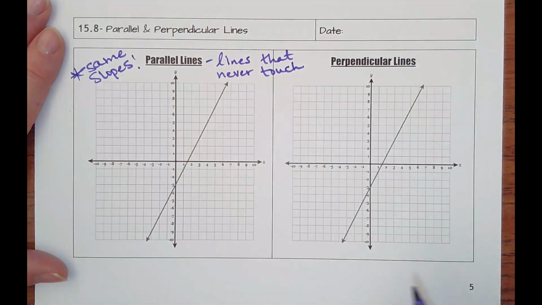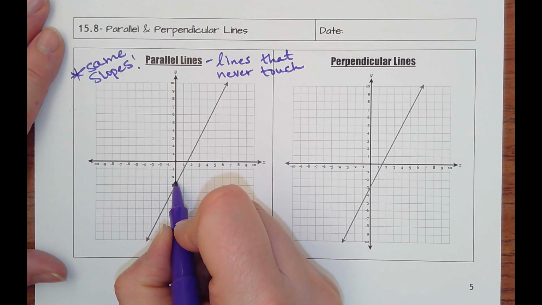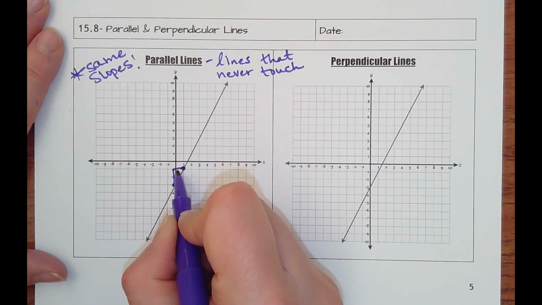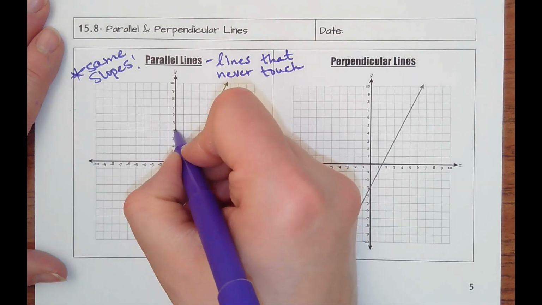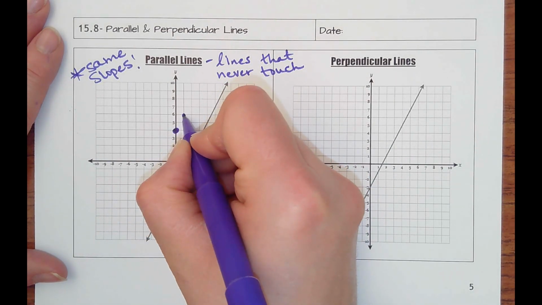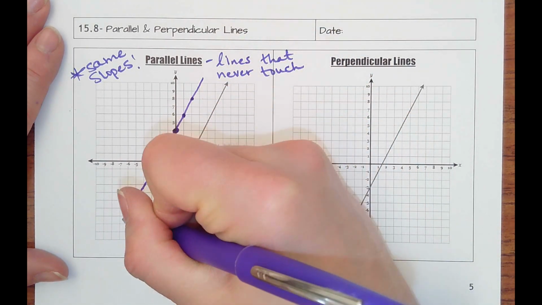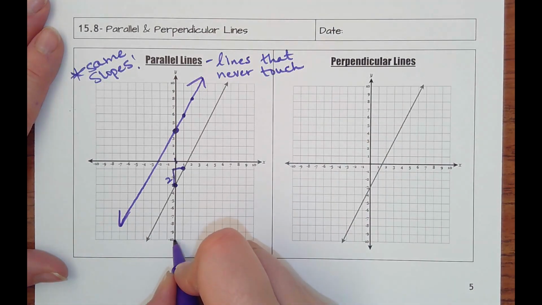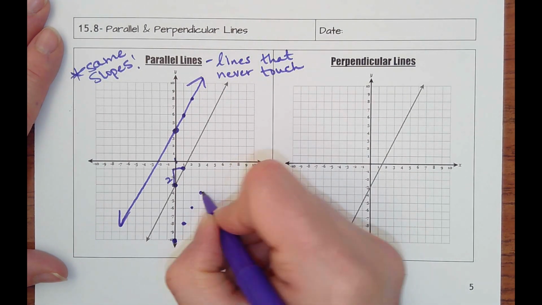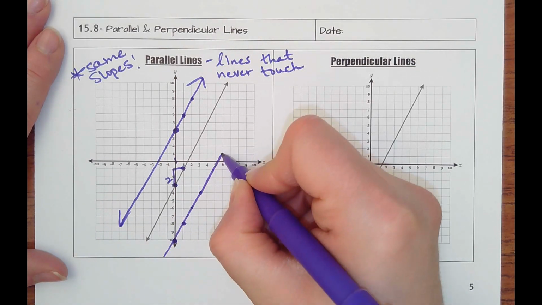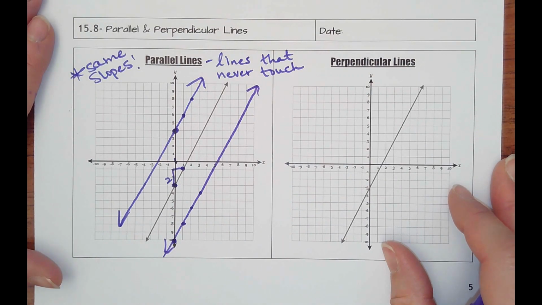Same slopes. So I would find the slope of this line. This has a y-intercept of -3, and it looks like I could go up 1, right 1. So for any other line, let's say I want a y-intercept of 4, if I went up 1, right 1, I'm going to have another parallel line. Same thing if I start down here at -10 and do the same pattern of up 1, right 1, up 1, right 1. The lines would never touch or cross. So they'll have the exact same slope.